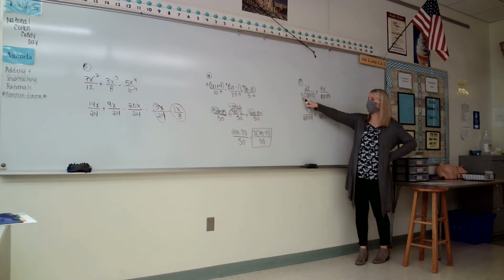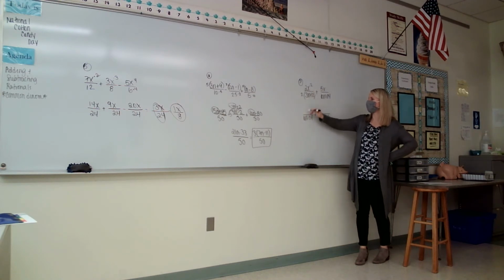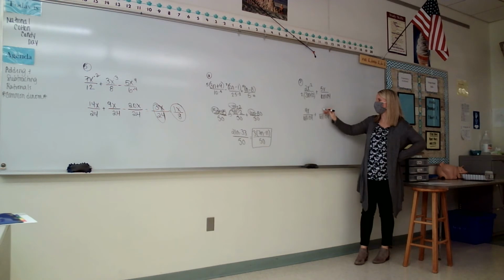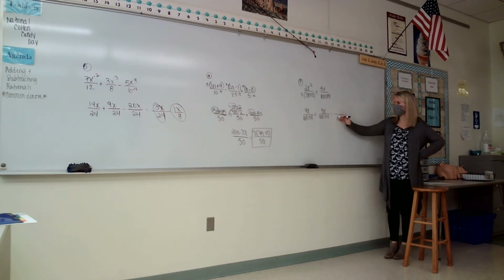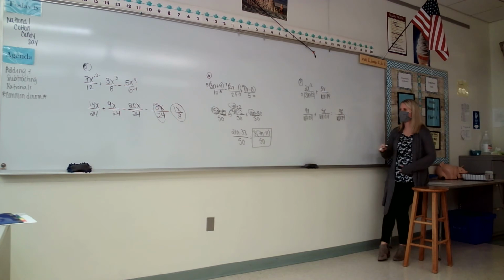Because since I multiplied that denominator by 2 to make those match, I'm gonna multiply the numerator by 2. Common denominator stays the same. Add the numerators. Is there anything else I can do?